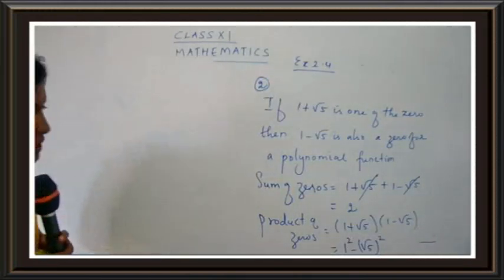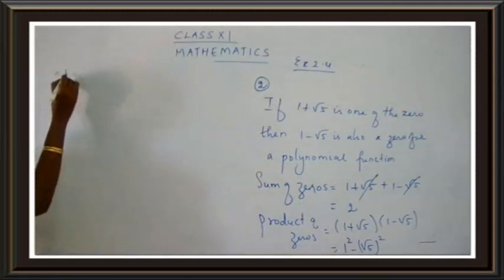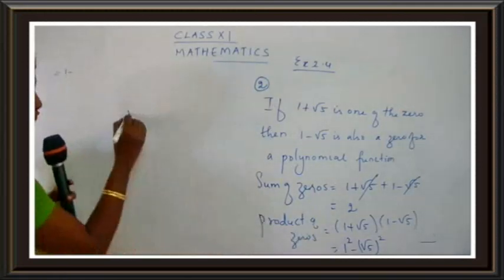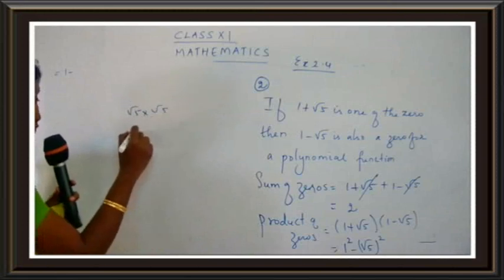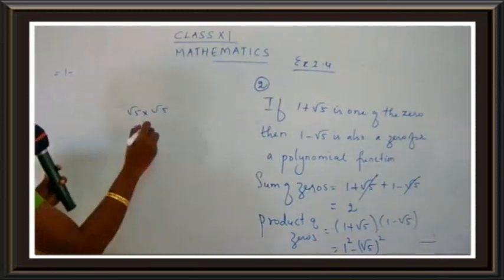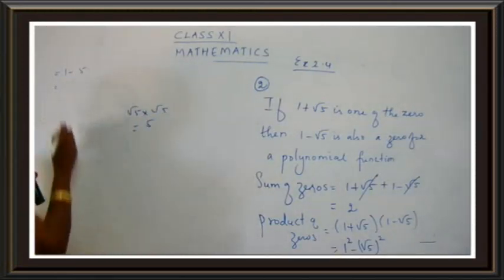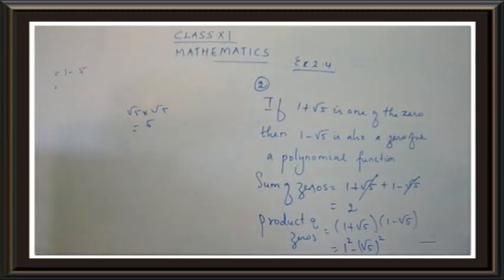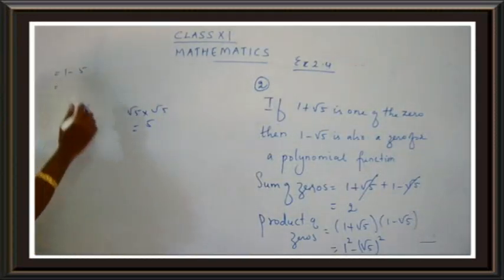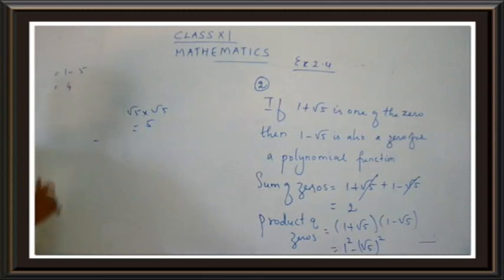Okay. What is the answer for 1 square, children? It's 1. Root 5 square, root 5 into root 5. What is the answer for root 5 into root 5? It's 5. Good. So you get here 1 minus 5. What is 1 minus 5? Plus minus minus. So the answer is 4.